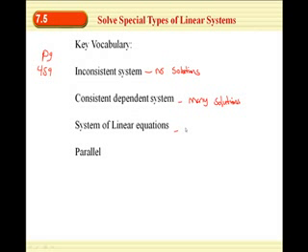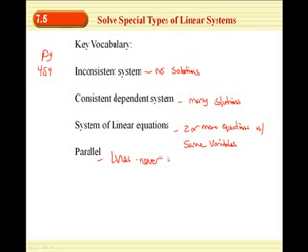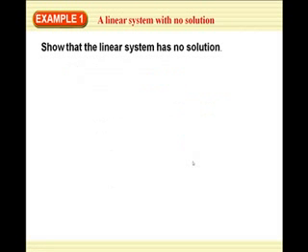Systems of linear equations, again, two or more equations with the same variables. And parallel is lines that never cross. And they have the same slope, if you remember that. All right, so let's take a look at these.